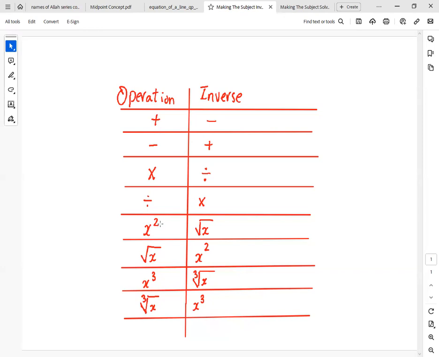If you're squaring a number on one side, then you have to square root it to get back to its original number. And if you have a square root on the left hand side, then you have to square it to get back to the original number. So you have to know these inverse operations. We'll now look at some examples of these.